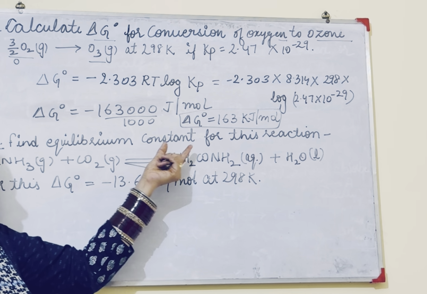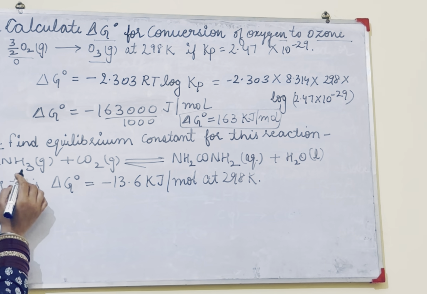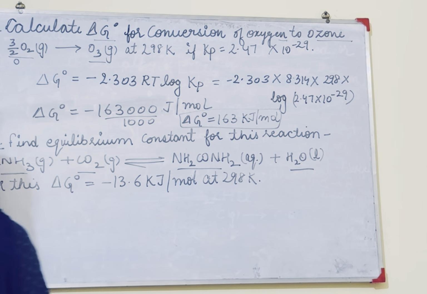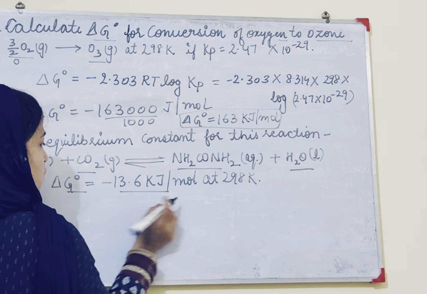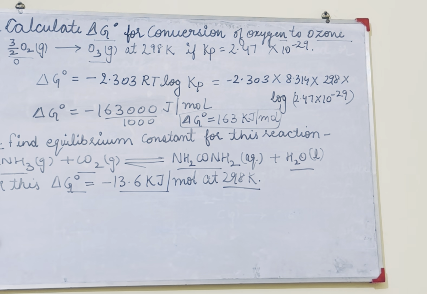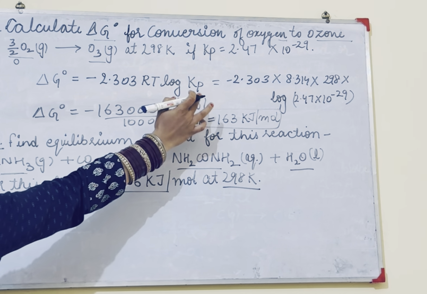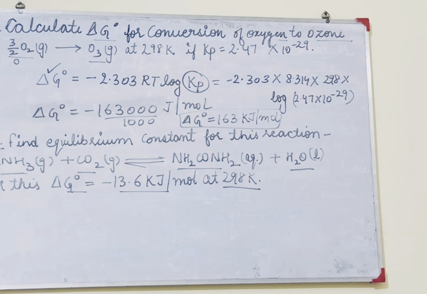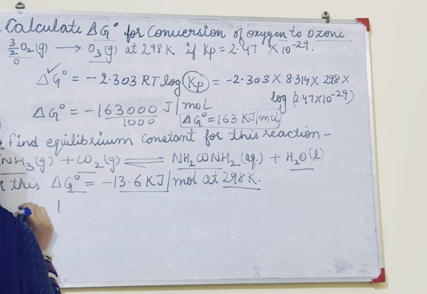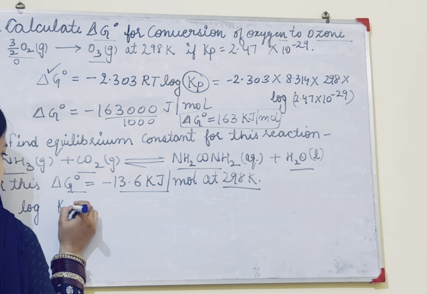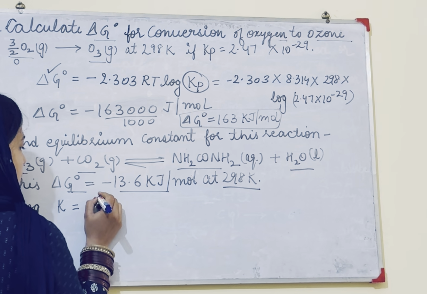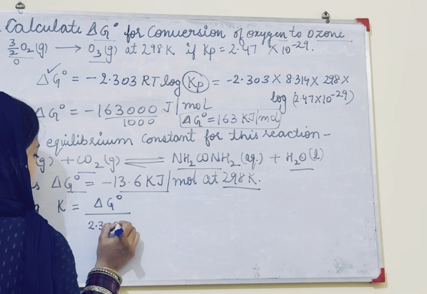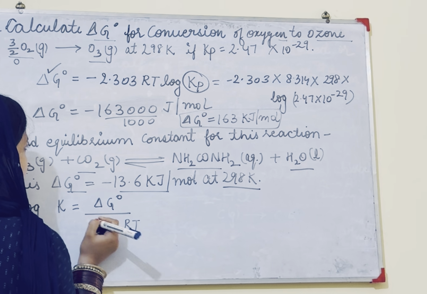Find the equilibrium constant for the reaction. In this reaction, ammonia reacts with CO2 and forms urea and water. For this reaction, standard Gibbs free energy is this at temperature 298 Kelvin. Now, again using this equation, here this is given and we have to calculate this. For this, log K is equal to delta G naught over 2.303 RT. Here the negative sign is always there.